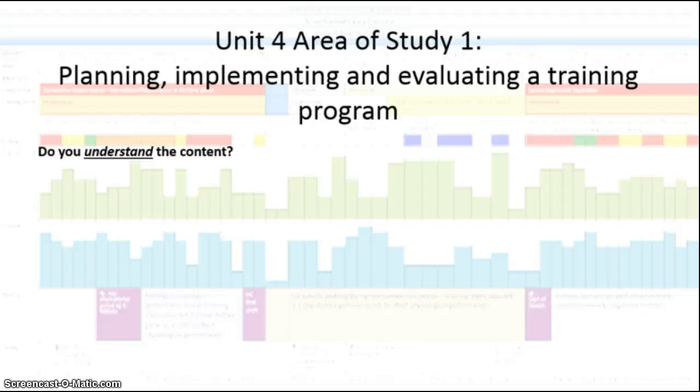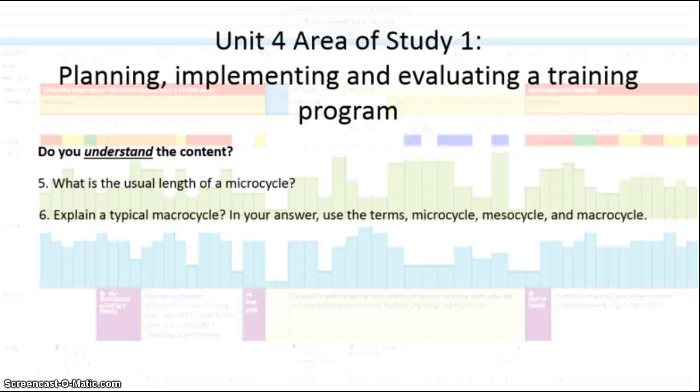Do you understand the content? Question 5. What is the usual length of a microcycle? Question 6. Explain a typical macrocycle. In your answer, use the terms microcycle, mesocycle, and macrocycle.